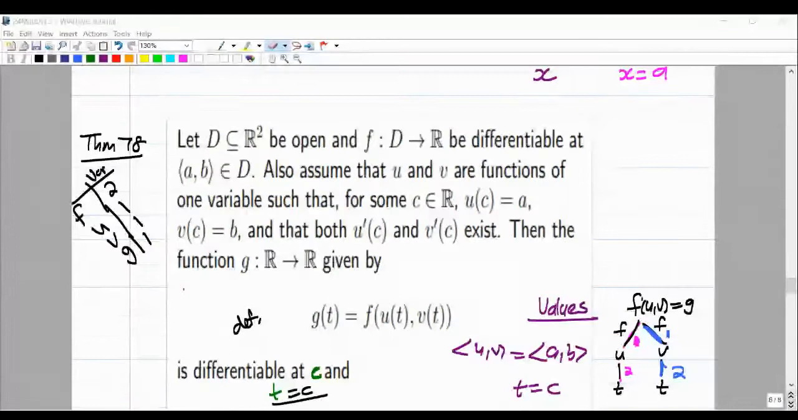And can I get more smiley faces? The problem is saying that if t is equal to c, then u(c) is a and v(c) is b. So these are the values. So when t has a value of c, u has a value of a and v has a value of b, from the description of the theorem.